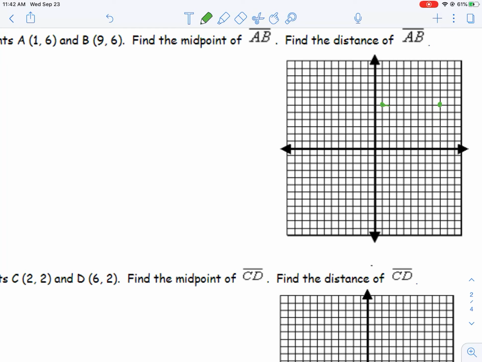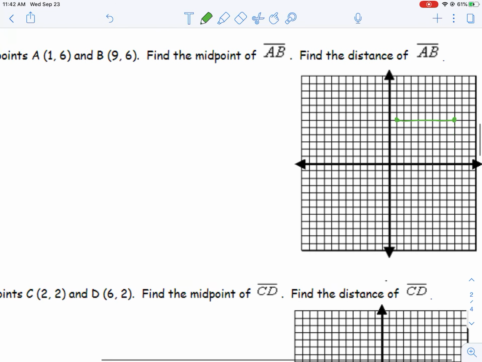And there we go. So here's our line segment. It says find the midpoint and then find the distance, so we're going to have to do both of those things. To find the midpoint, let me label these: x1, y1, x2, y2, just like I did in the distance formula lesson. It helps you to put things in the right place.